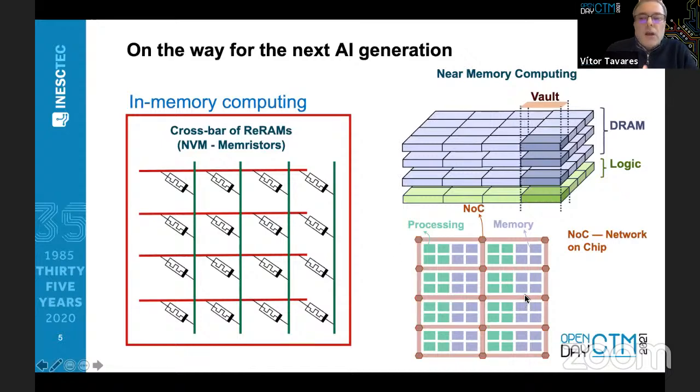We can also do a distribution of processing in a given space. So we can have some processing together with some memory distributed in a space, and the space here you can think of as a chip, an IC. That's what I have in mind when I'm presenting these slides. And then you can also build a network on chip to communicate and distribute data among these different blocks and build your machine learning networks this way.